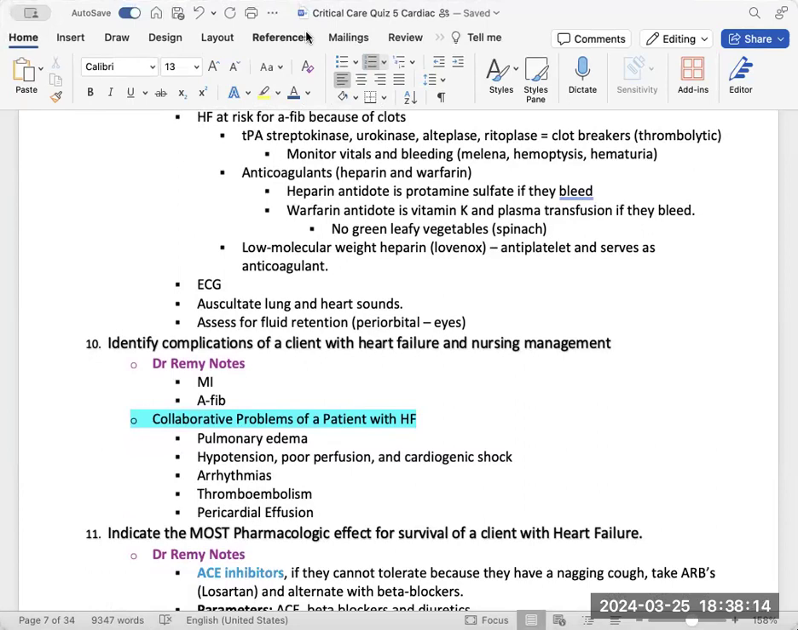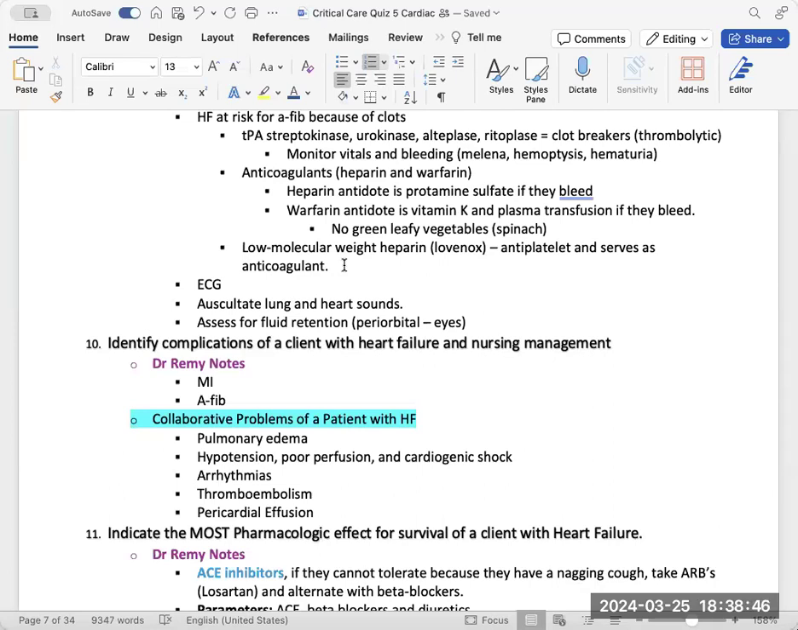So we can give heparin or warfarin, and if there are signs and symptoms of bleeding with heparin, we give protamine sulfate, and if there are signs and symptoms of bleeding with warfarin, we give vitamin K. But we do tell them if they're taking warfarin to avoid green leafy vegetables like spinach. We could even give them low molecular weight heparin like Lovenox, because it's an antiplatelet, and it also serves as an anticoagulant. So it has a dual purpose, which would be very good.